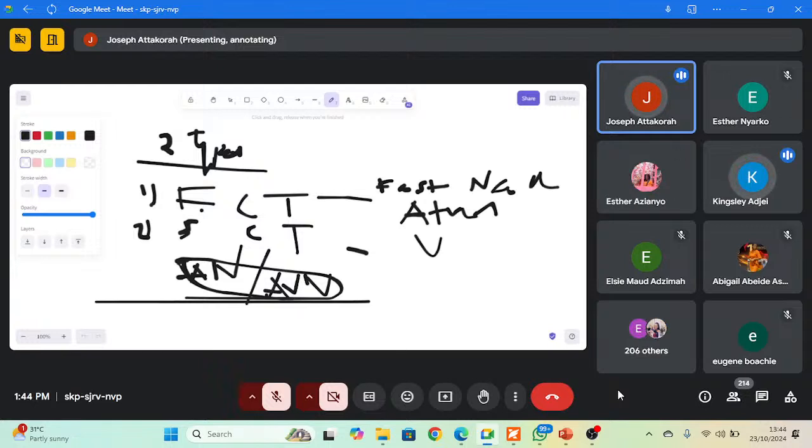We have two types of cardiac tissues: the fast channel tissues and the slow channel tissues. Under the fast channel tissues, there are certain areas within the heart that have high density of fast sodium channels. Example being the atria and the ventricular myocyte, the bundle of His and the Purkinje fibers. And under the slow channel tissues, there are areas within the heart with low density of fast sodium channels. Example being the SA node and the AV node.